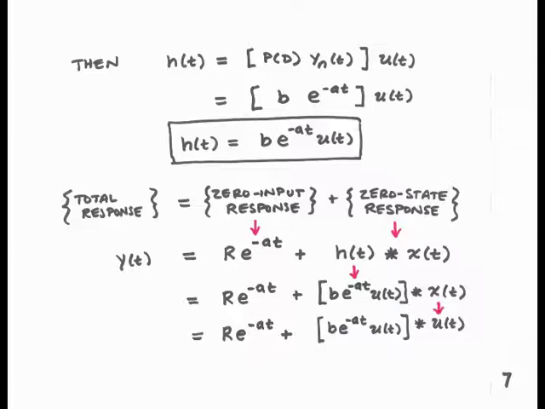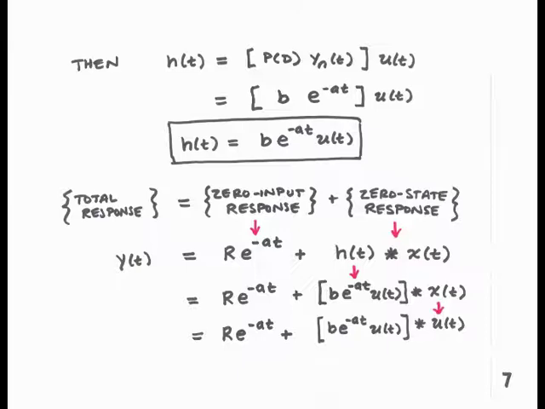So now we've found the zero input response, which was r e to the minus at, and we have the zero state response, which is h of t convolved with x of t. H of t was b e to the minus at u of t, and x of t was u of t. So all we have to do is perform this last convolution, and we'll find the total response for this problem.